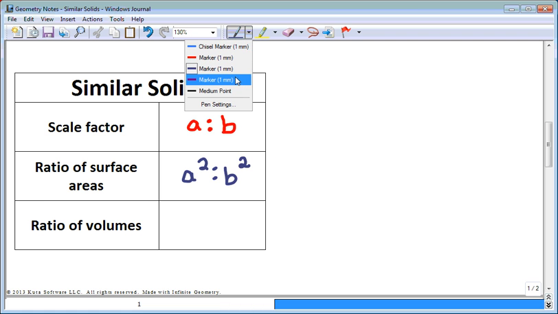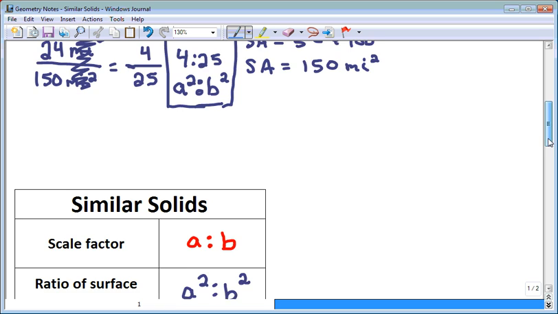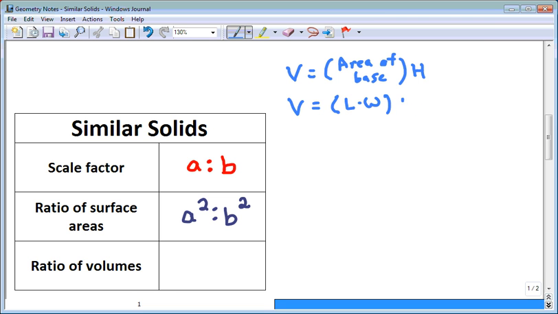And last but not least, we are going to deal with the volume ratios. So let's calculate our volume. We know that the volume is equal to the area of my base times my height. In this case, my base is a square, so length times width times the height of my whole solid.